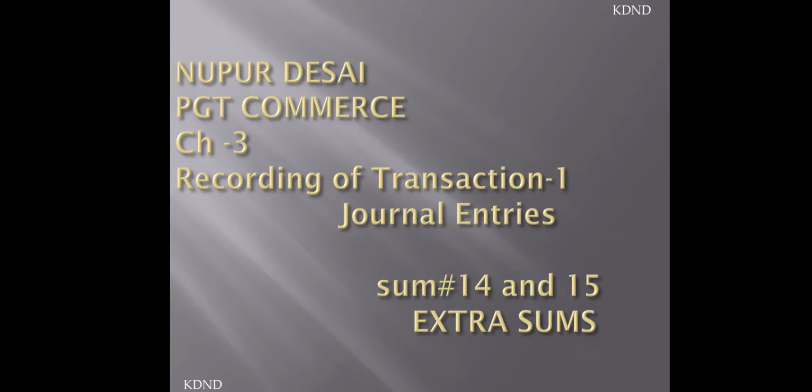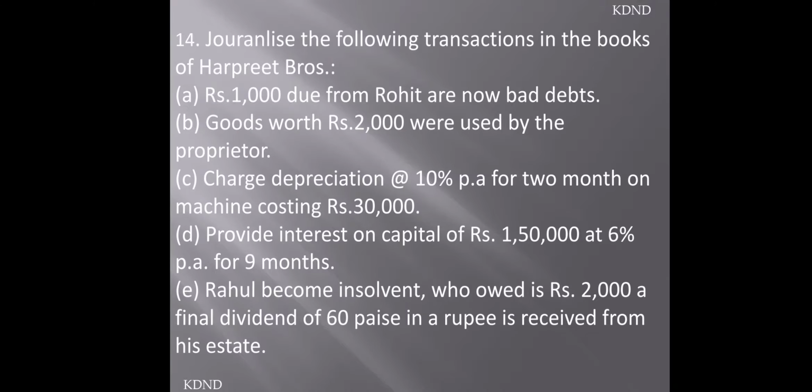Greetings to all. Now we are going to understand about recording of transaction journal entries, sum number 14 and 15. These sums are based on specific entries which occur either at the start, as opening balances, or at the end, as closing balances, and they generally occur when there is an insolvency of a debtor, or a payment of interest on capital, or sometimes depreciation to be charged. So let's start with the sum.